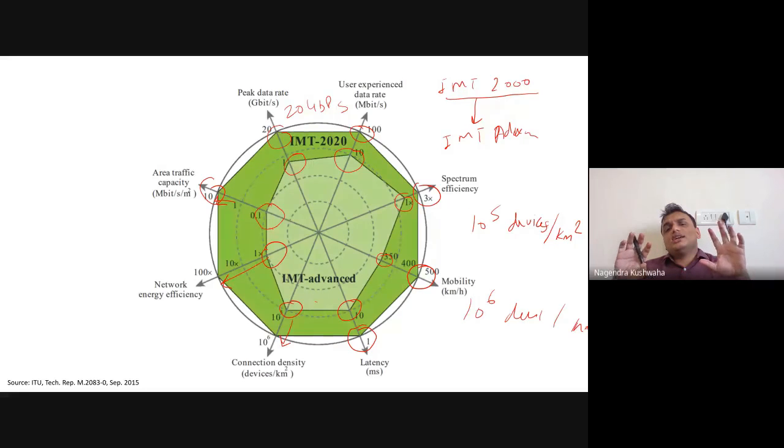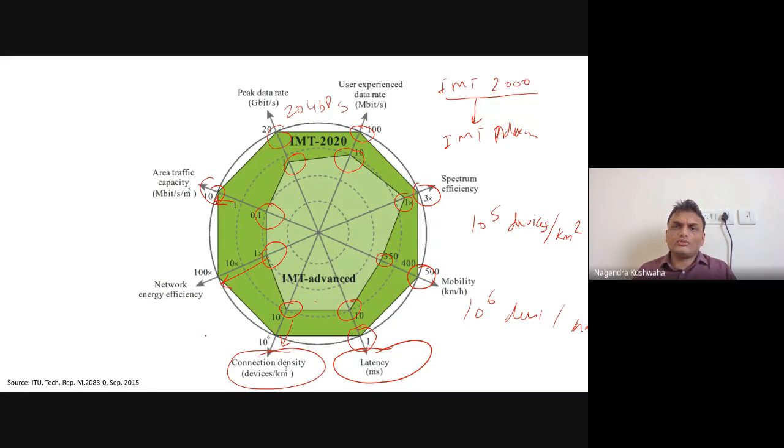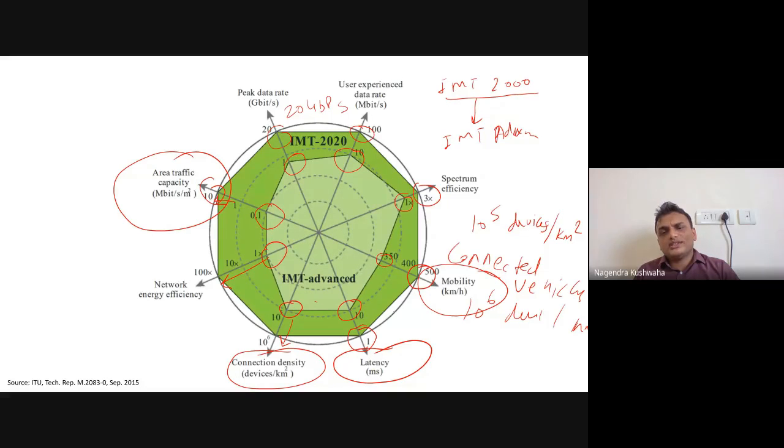If you see carefully, these IMT 2020 requirements are designed such that they can cater to the needs of IoT communications. What are the needs? Latency is one of them, since some applications require low latency. Connection density is also a requirement, and of course the area traffic capacity. These are the three requirements, and of course mobility is there, because when you talk about connected vehicles, it matters.